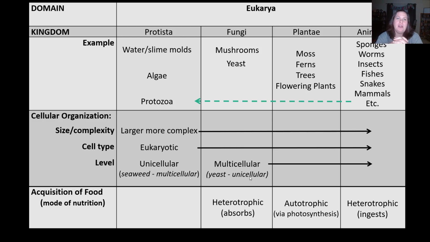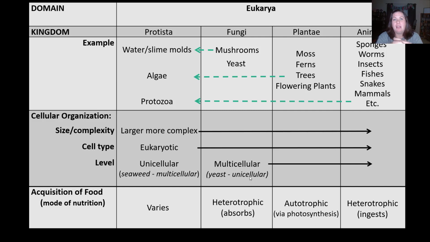So if you look at Protozoa, Protozoa are known as the animal-like protists. They act a little like animals, but they're not complex enough to be animals. Algae act like plants, but they're not complex enough to be plants. And water and slime molds are going to act like fungi. But again, they are not complex enough to be in the fungi group. And so because of this mode of nutrition for Protista, it will vary.